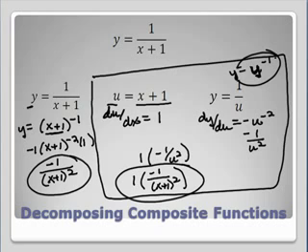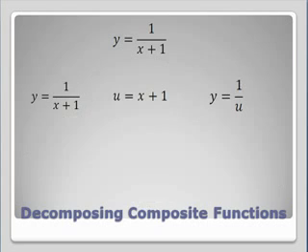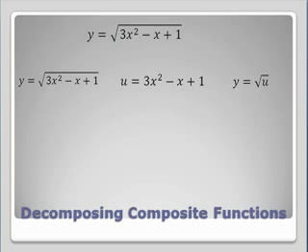Okay, so that's the chain rule. All right, let's do some more examples. All right, so here I'm showing you how you can split it up. So your inside function is what's underneath the radical. So 3x squared minus x plus 1. So we can let that equal u.